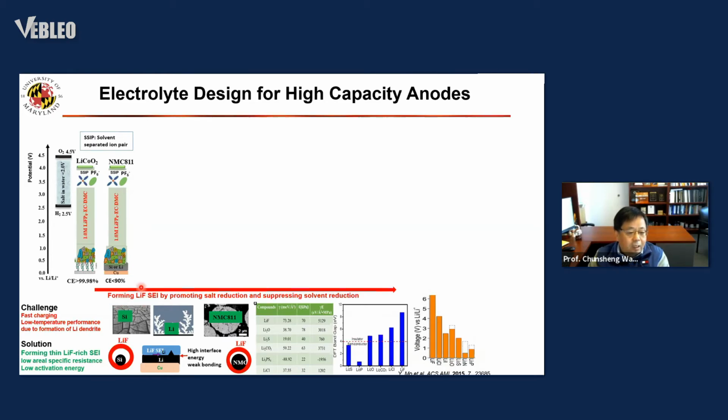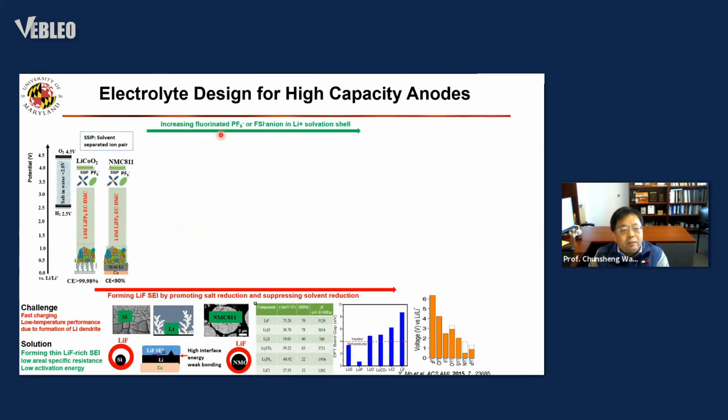Second, how can we form a lithium fluoride SEI? We know lithium fluoride mainly comes from the anion, not the solvent. Even if you use a fluorinated solvent, it also forms polymer. So we want to increase the concentration of PF6 or FSI and suppress solvent reduction. That means we need to add more PF6 and reduce solvation of the lithium by the solvent. So we have to select a solvent with less solvation energy.